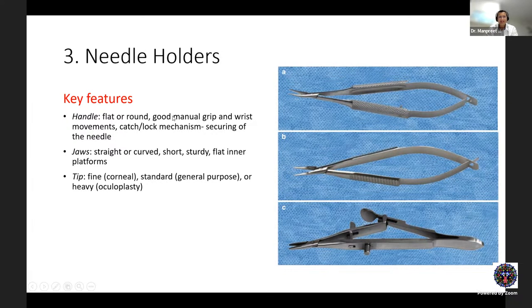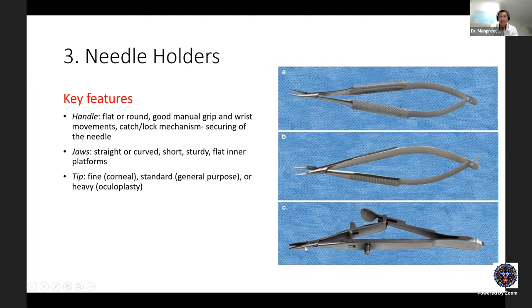So you can talk about the handle. Is it flat or round? The handles are basically kept long to have a good manual grip and wrist movements. And we don't want them to be locked much because under the microscope you have finer movements, and you don't want to lock and then unlock while holding the needle. So for avoiding any jerky movement, we don't want a lock. But you can use a locked needle holder, which keeps the needle more stable while passing through a tougher tissue like skin, while closing the defect after taking a skin graft.